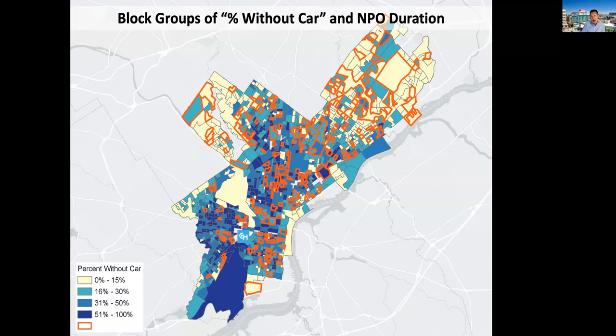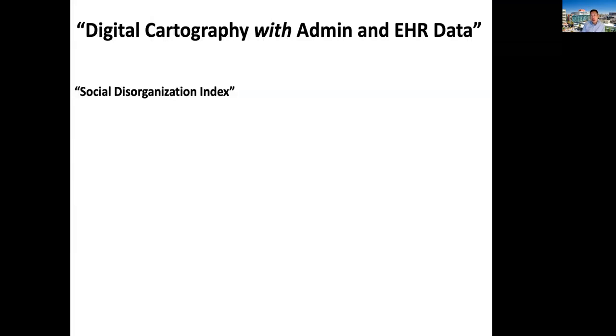And we find that there are pockets of our city that have a higher percentage based on census data of percent without cars. And we found here that in this essentially bivariate analysis, those areas with a higher percent without a car had a longer fasting duration. And conversely, those with a low percent, or those more likely to have a car, had a shorter fasting duration.